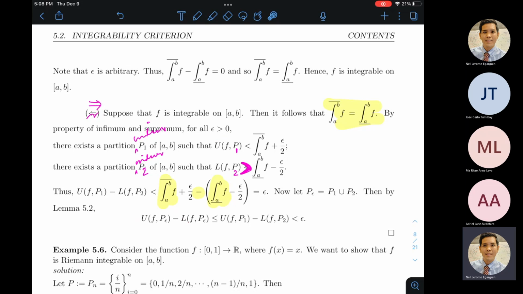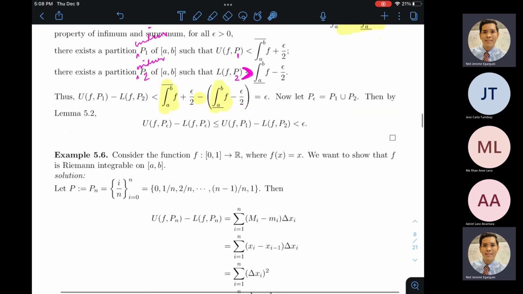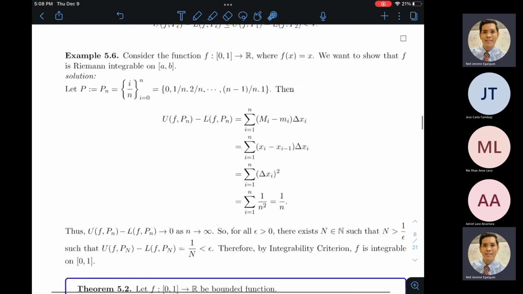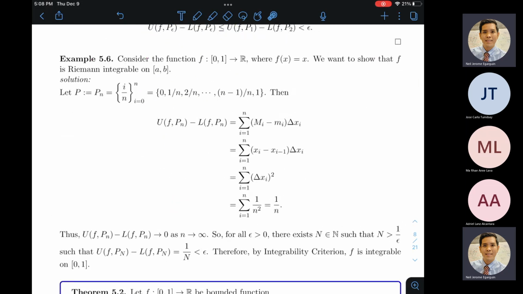Okay. Now, let's illustrate how this is used using example number 6. So dito, ipapakita natin na yung linear function ay Riemann integrable. I think I mentioned last time na napakita natin na Riemann integrable ang isang constant function. Tapos sinabi ko na baka ipagawa ko sa problem set ay yung linear function ay Riemann integrable. Unfortunately, nandito pala siya sa example 5.6, so I need to take my word back on that. So, iba na lang ibibigay ko sa inyo sa next problem set.